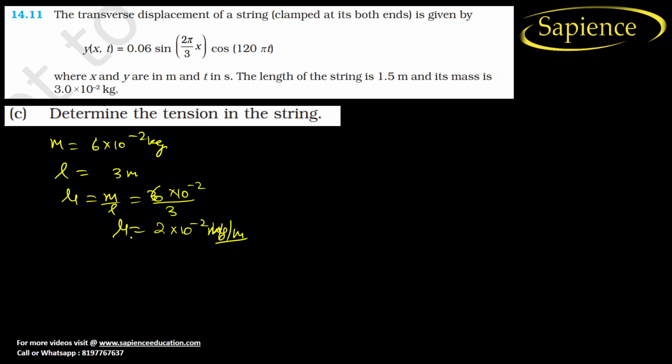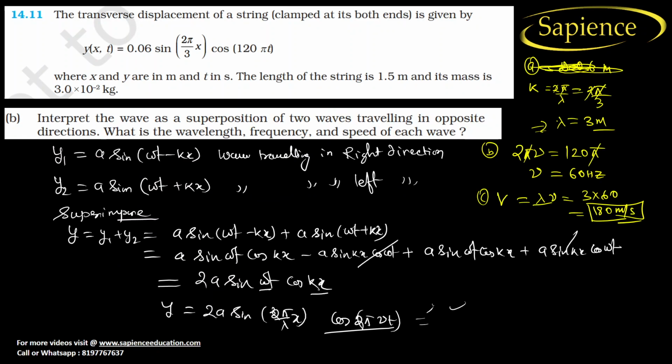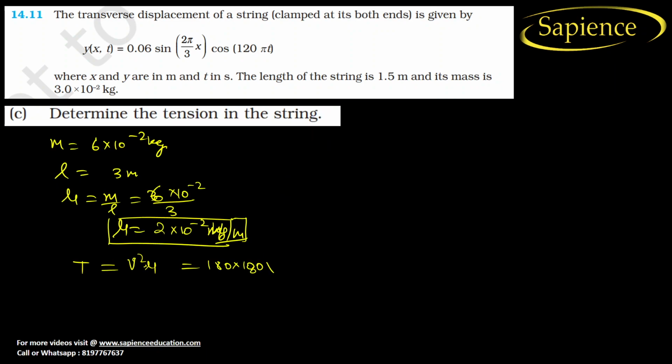So this is the mass density. Now we need to find the tension. The tension will be equal to v square into mu. So v square means 180 into 180. Why 180 into 180? Just now we found the velocity of the wave. So 180 into 180 into mu, which is 2 into 10 to the power minus 2. When we calculate it, we will get the tension as 648 Newton. So this is our required result for this question. I hope you have understood 4.11.